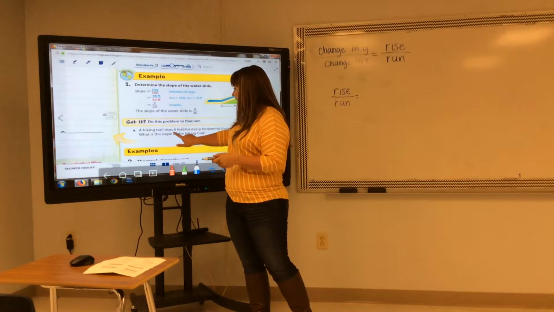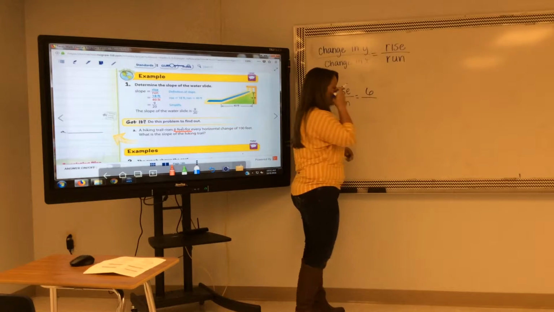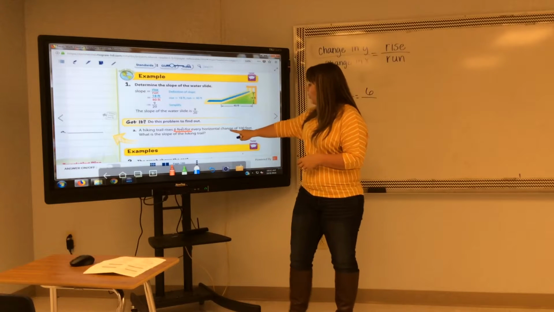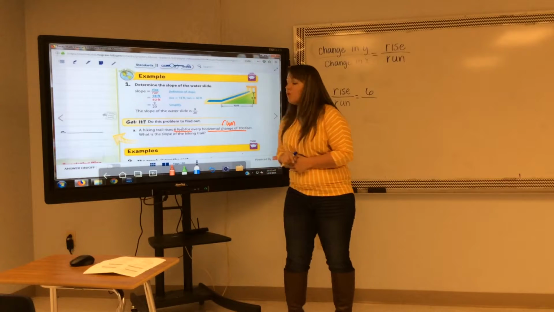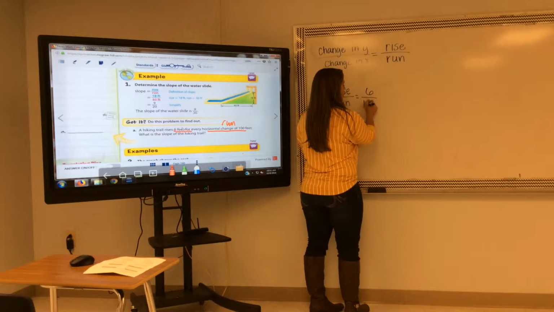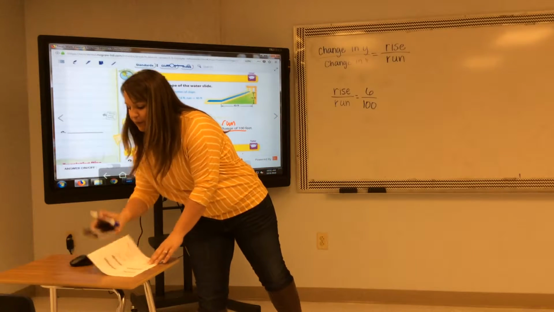It tells me that it has a rise of 6 feet, so it's going up 6 feet, and a run, a horizontal change, of 100 feet. So 6 over 100. Put that in your calculator. Make sure that you get it simplified down.